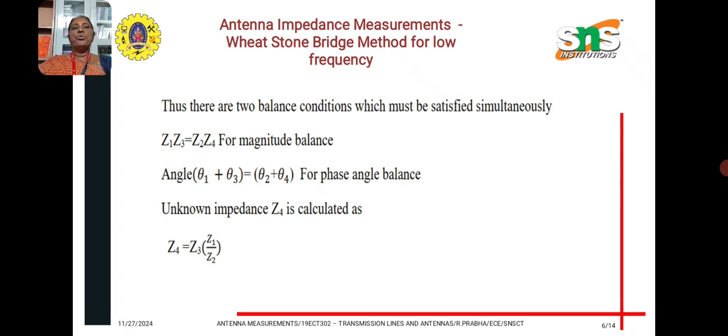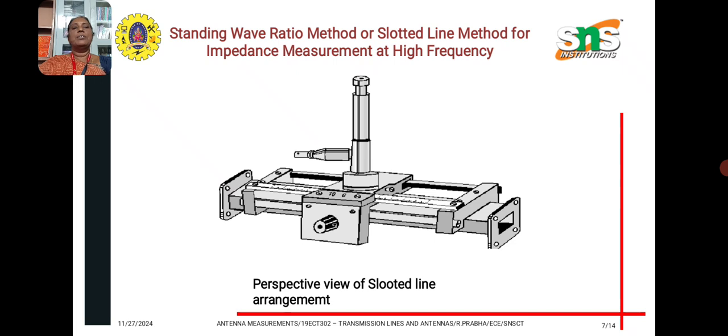So there are two balance conditions which must be satisfied simultaneously. For magnitude balance, it should have Z1 Z3 is equal to Z2 Z4. And for phase angle balance, angle theta 1 plus theta 3 is equal to angle theta 2 plus theta 4. And finally, the unknown impedance Z4 is calculated as Z4 is equal to Z3 into Z1 by Z2.